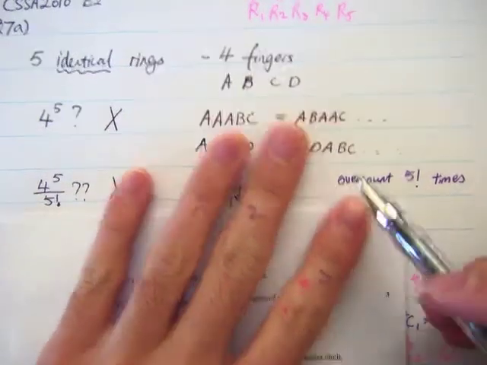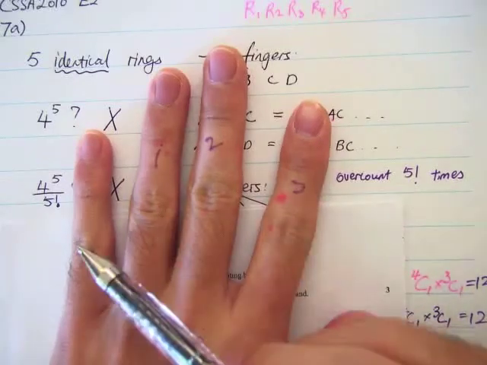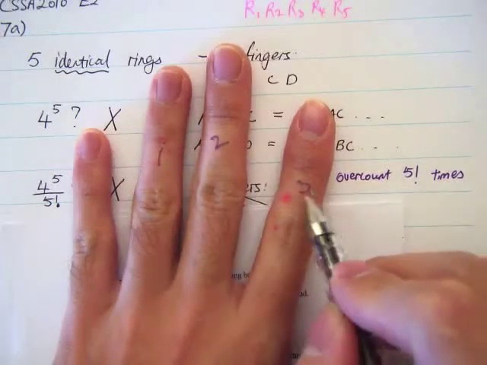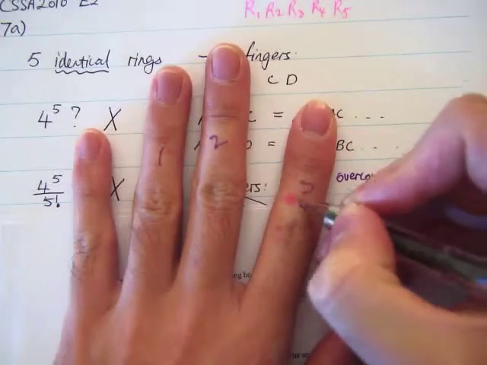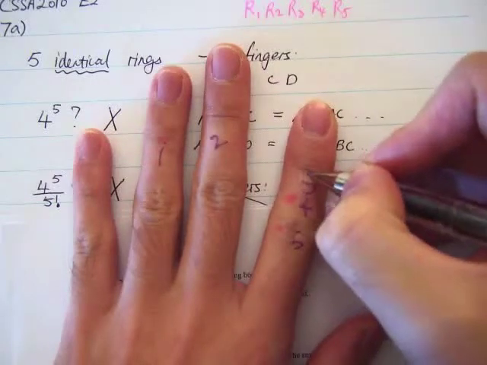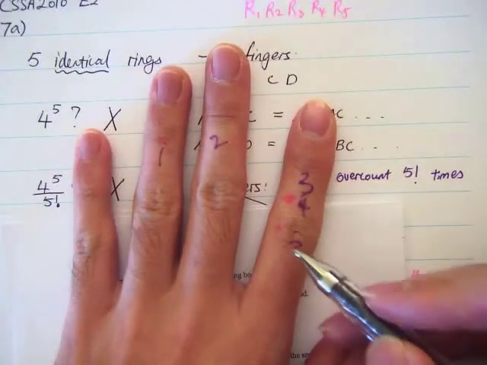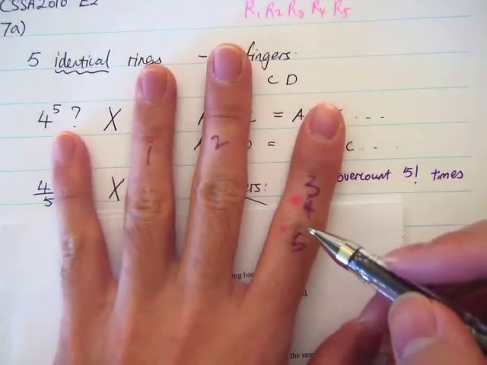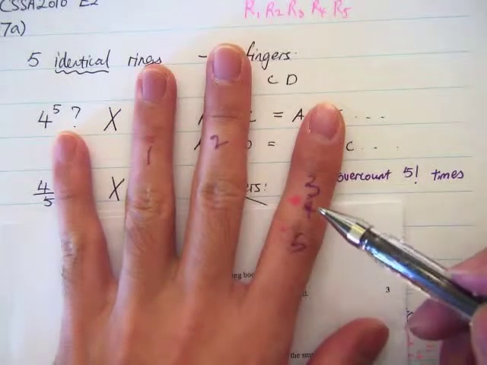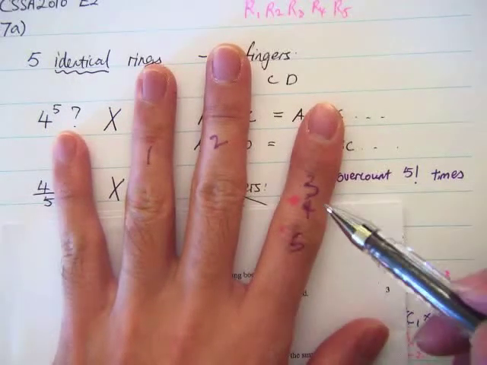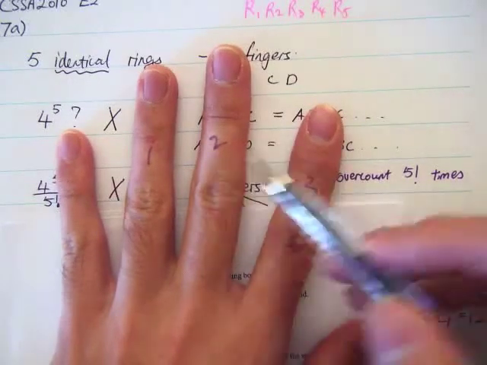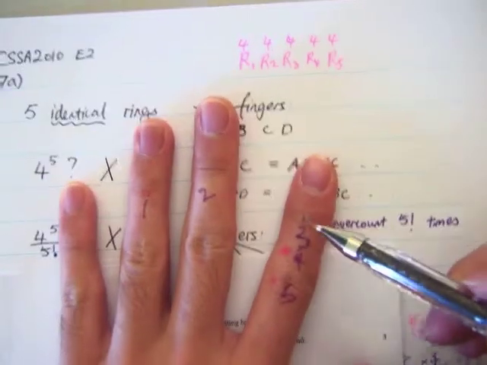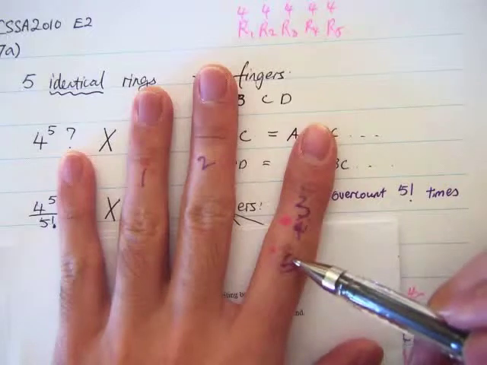Now, when you overcount 5 times, you need to have one ring on each finger. Well, what happens if we say we have ring number 1, 2, and 3, and then maybe we have a 4 and a 5 on the same finger here, like so. So 3, 4, and 5. Now, in this case, I'm trying to tell you that this configuration hasn't been overcounted 5 factorial times. In fact, what actually happens is that ring number 3 got this finger, finger D. Ring number 4 got finger D. Ring number 5 got finger D.